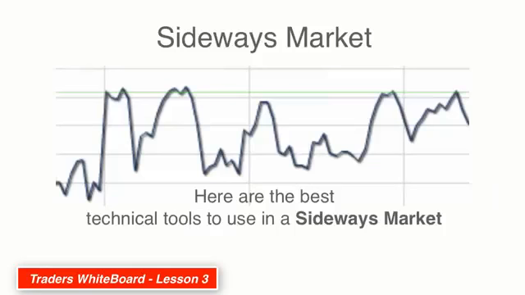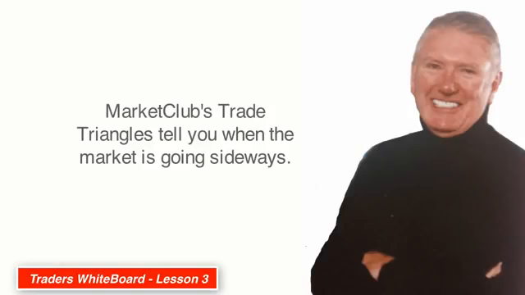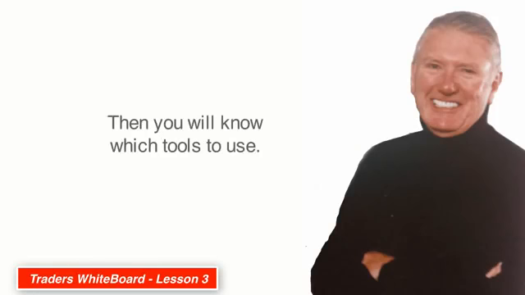trading. Now, a sideways market is completely different. Here are the best technical tools to use in the sideways market. The Williams percent R, stochastic, the RSI, which is a relative strength index. They're all oscillators, and oscillators are very different from trending tools. But the cool thing about MarketClub is we have our trade triangles, and they tell you when the market's going sideways. Then you'll know which tools to use.